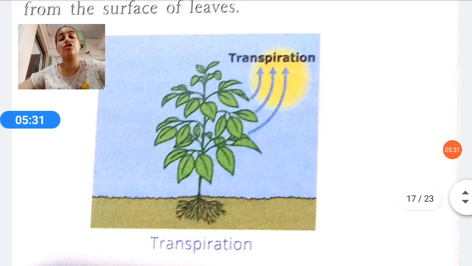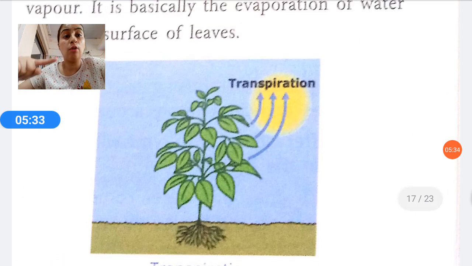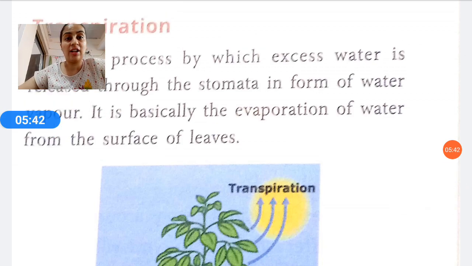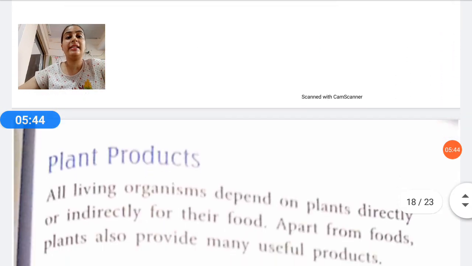This diagram also, children, you have to draw in your notebook. Transpiration is the evaporation of water, जो भाप बन के leaves से पानी air में चला जाता है, that process is known as transpiration. I hope it is clear.